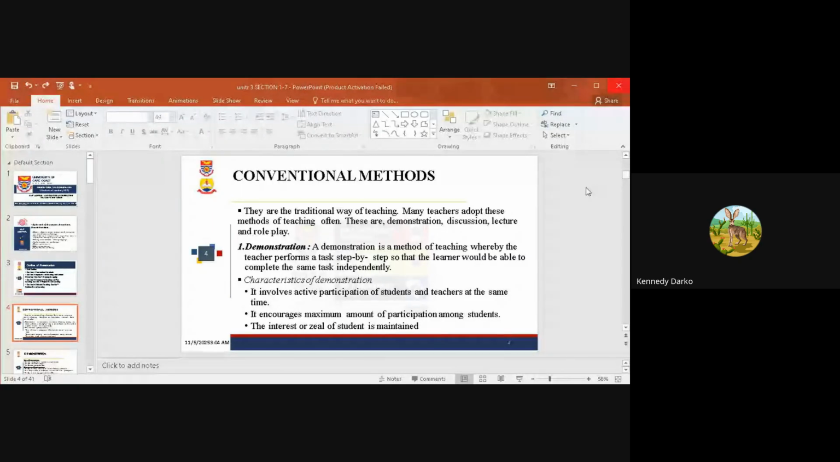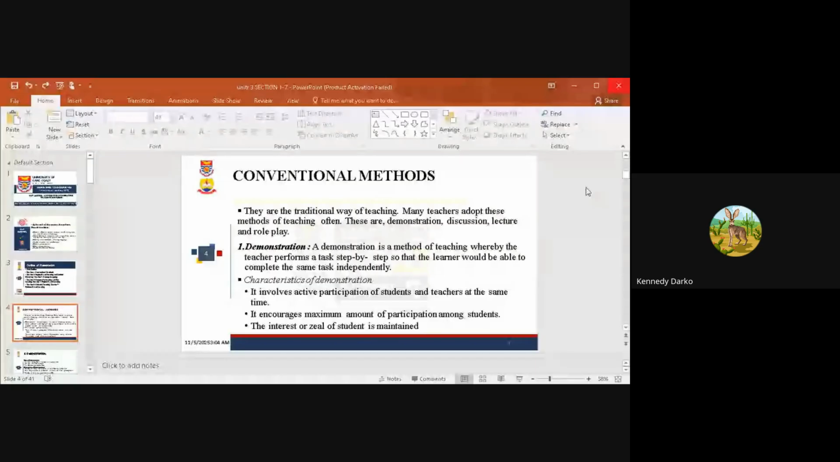Now we are saying that in the demonstration method of teaching, we talk about a step by step way of trying to arrive at an answer, or trying to solve a task. And so what are its characteristics? We are going to look at the characteristics of demonstration teaching.